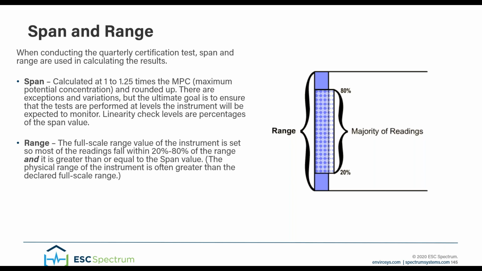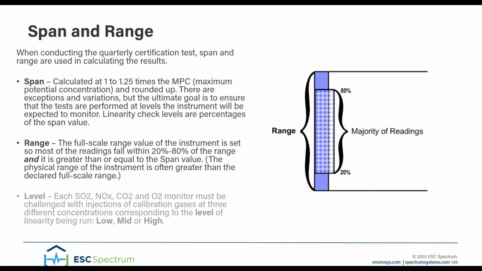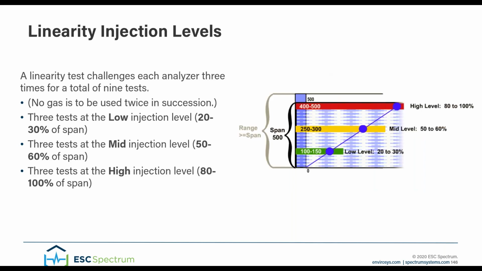All right, and again, the EPA wants the majority of your readings, to the most practical extent, to be between 20 to 80% of the range, and it is greater than or equal to the span value for the range. The level is going to depend upon which we're running: the low, the mid, or the high. And then when we look at our injection levels, this is what we're looking at. We're looking at the range, we're looking at the span, and the span is being used to make sure that we're where we need to be.